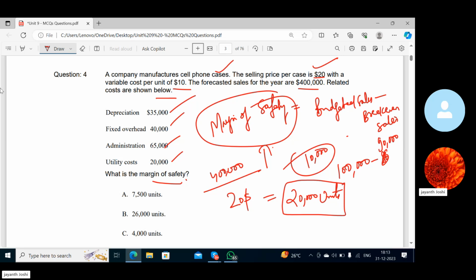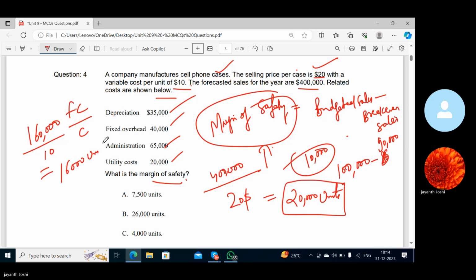But then we will see the break-even point. Can you just add all of them? $1,60,000. Because we don't have a variable cost, we have all fixed costs. So what is the break-even point formula? Fixed cost by contribution. Contribution is sales minus variable cost, 10. So how many units? 16,000 units. This much you need to sell to break even.